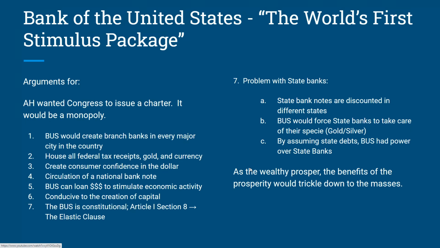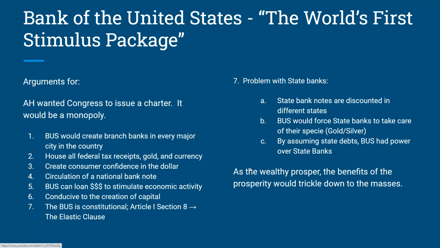We're going to start off first with the Bank of the United States, which has often been called the world's first stimulus package. What he needed Congress to do was to issue a charter to create and build this institution, this Bank of the United States. It would be a monopoly. It would have no competitors. It would be a private bank. It would not actually be connected to the government.